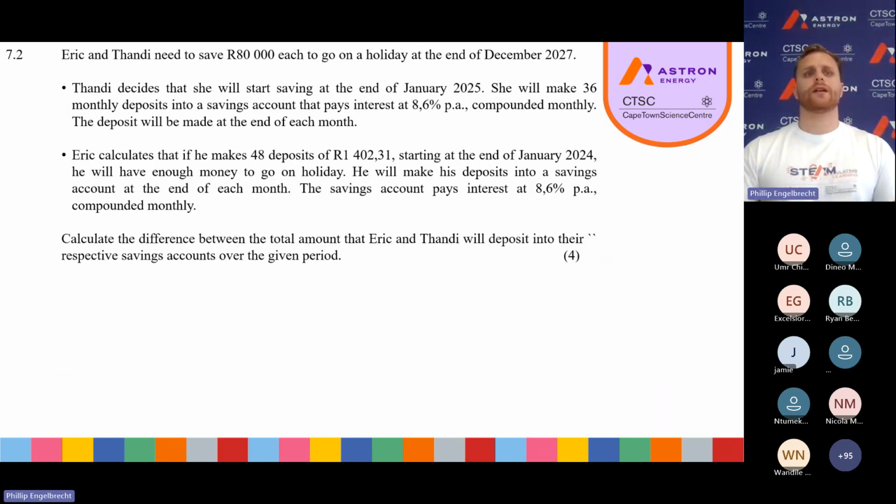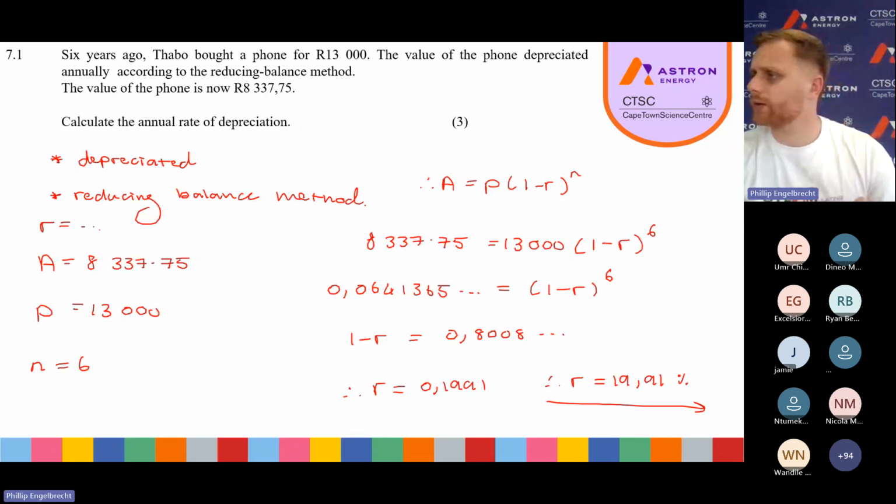Oh, this is a big one. So 7.2 states, Eric and Tandy need to save 80,000 Rand each to go on a holiday at the end of December 2027. Let's just check it out quickly. It could be that.